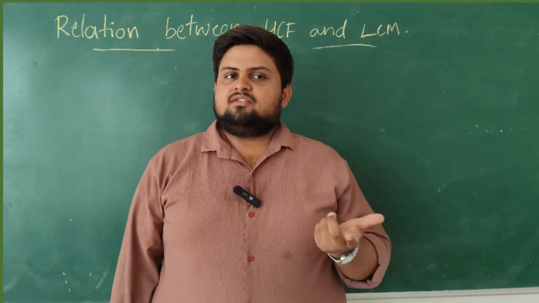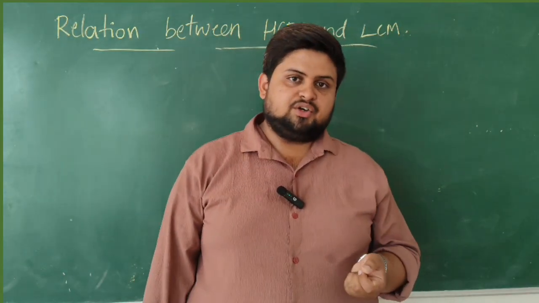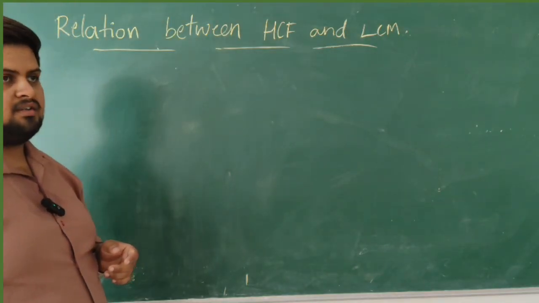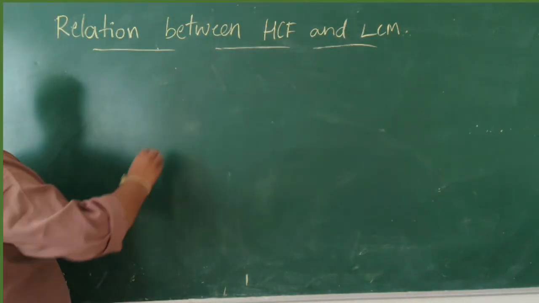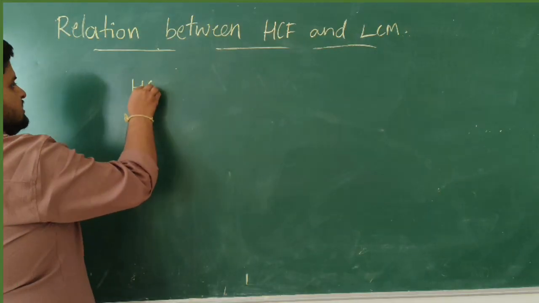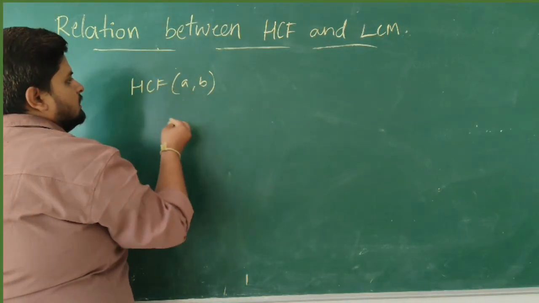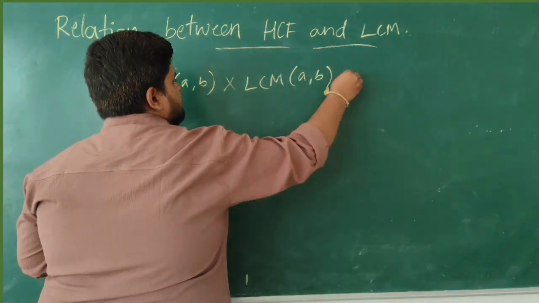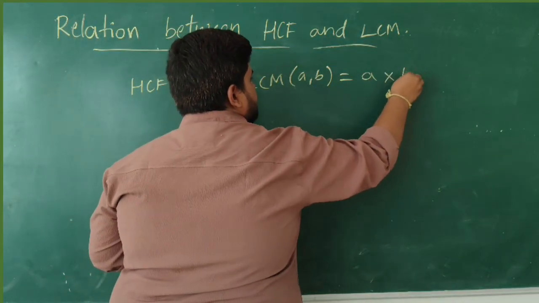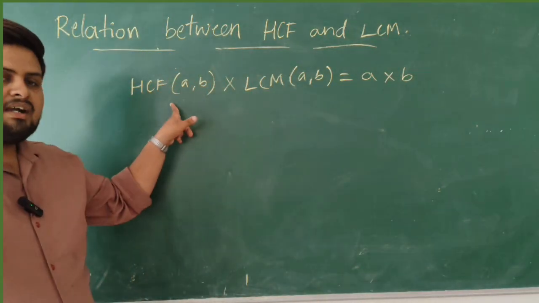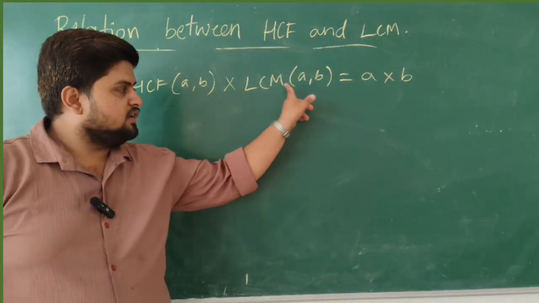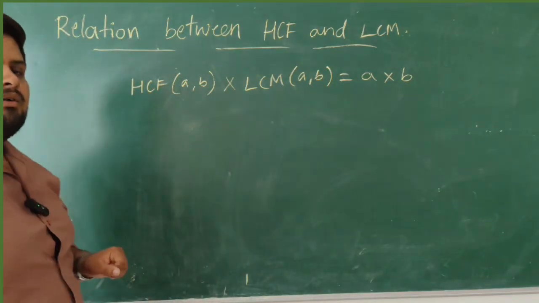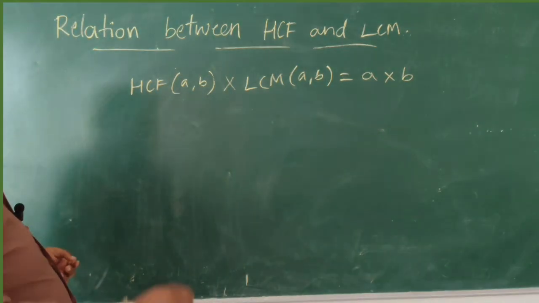In the previous examples, we saw how to find the HCF and LCM of any two given numbers. Now let us see what is the relation between this HCF and LCM of any two numbers. There is a relation which says HCF of A comma B multiplied by LCM of A comma B is equal to A multiplied by B. So if you multiply the HCF and LCM of any two numbers, that is equal to the product of those two numbers. Now let us verify this relation with an example which we took earlier.